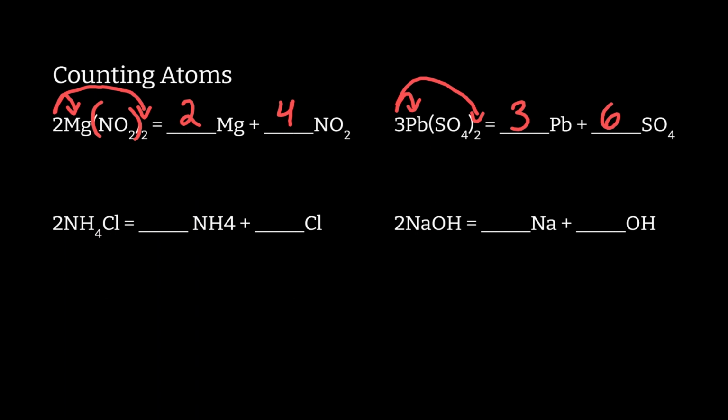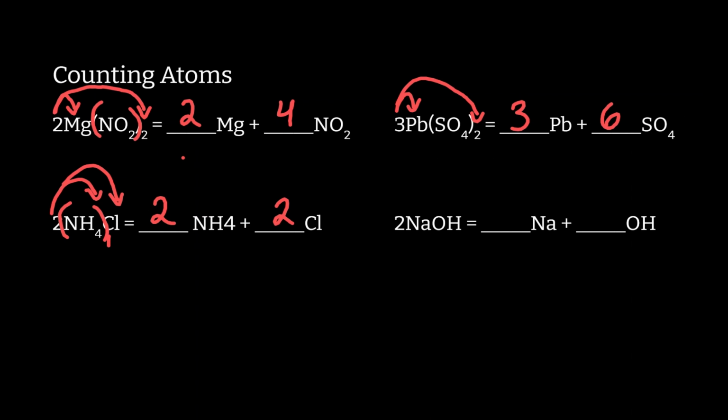Taking a look at our next example, we have our NH4Cl with a coefficient of 2 out front. Now, even though the NH4 is not in parentheses, we are going to assume that it is. So we have 1 unit of the NH4. This 2 on the front is going to multiply that 1 unit of NH4 in order to get 2 units of the NH4. And this 2 will also multiply the chlorine as well in order to get 2.